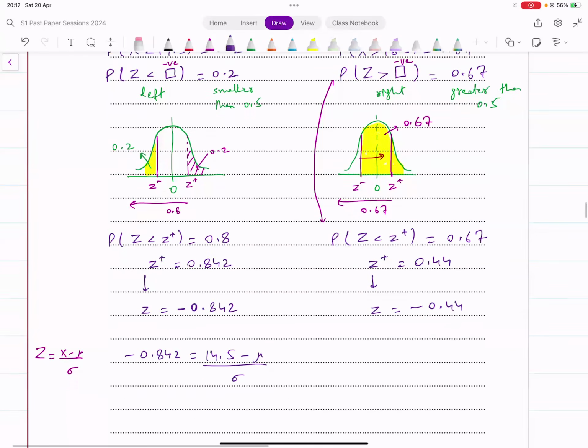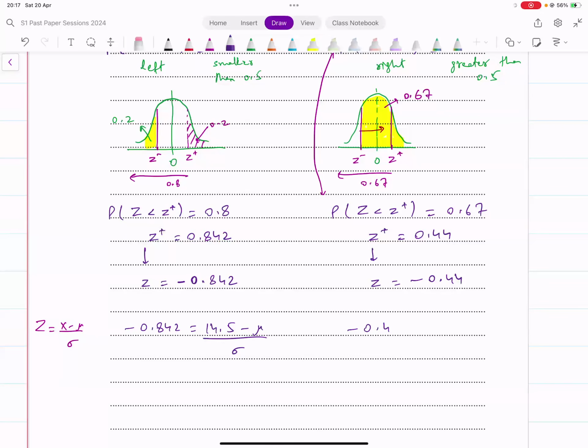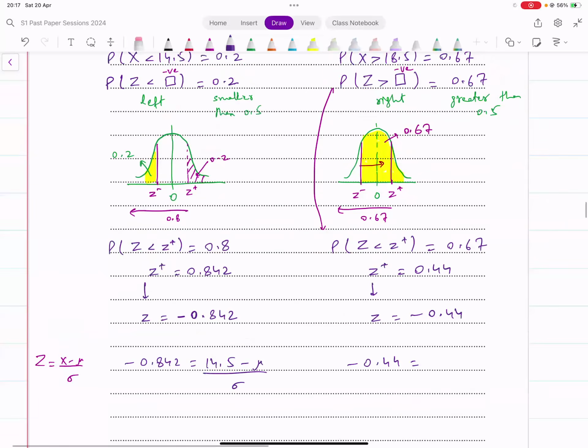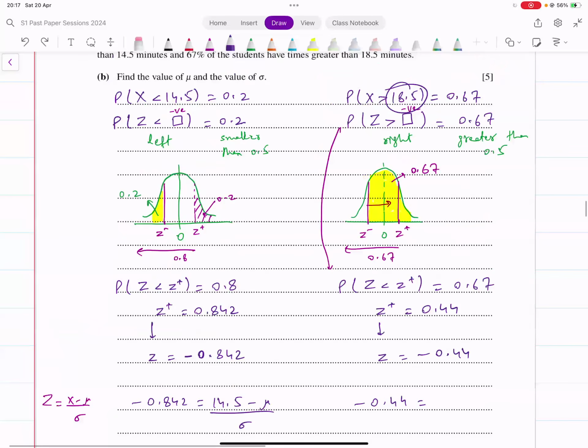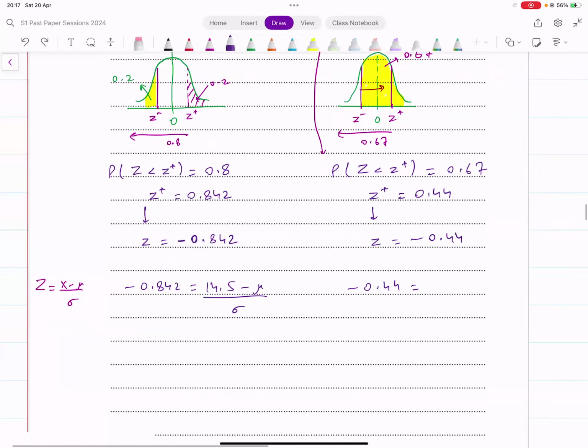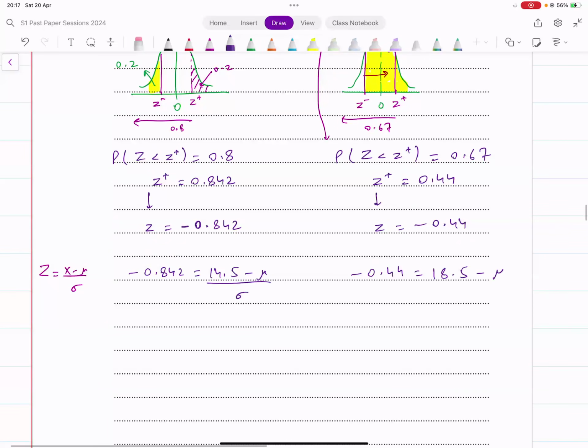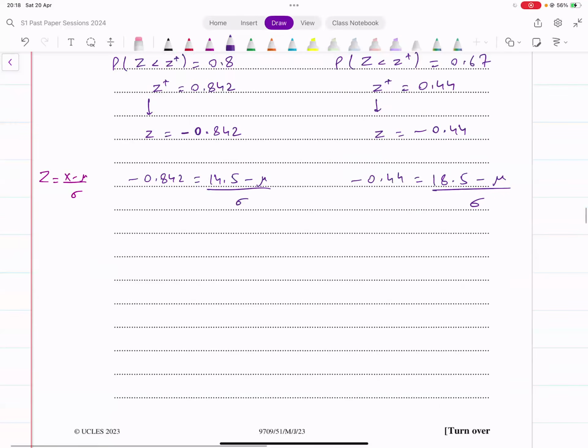And now we input this in the formula. That gives us minus 0.44 equals 18.5 minus the mean divided by sigma. And that's another equation that we've got now. We can solve these two equations simultaneously, find the values of mu and sigma from this.